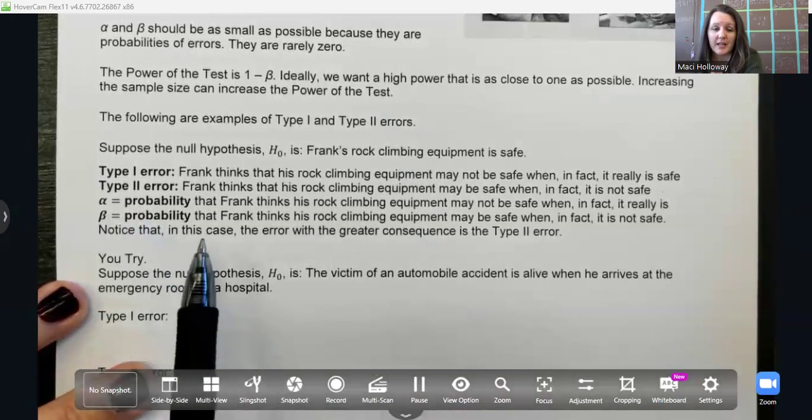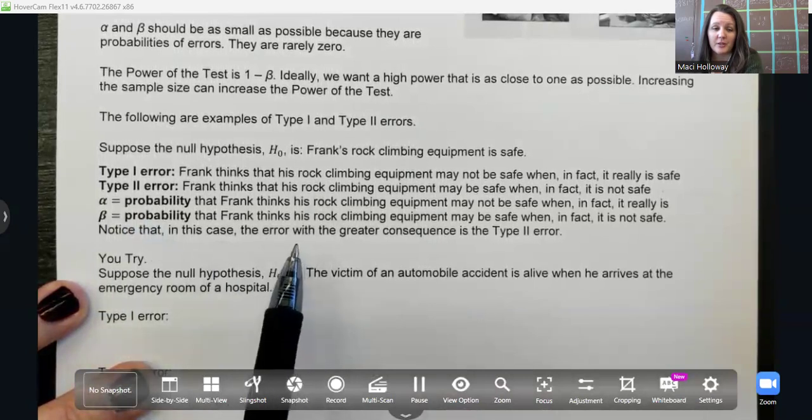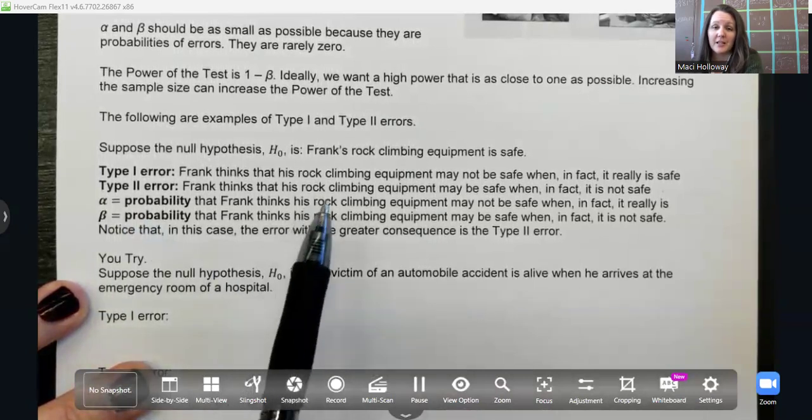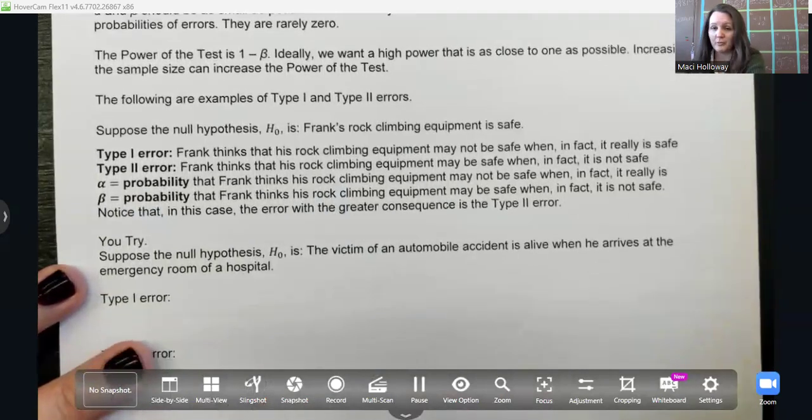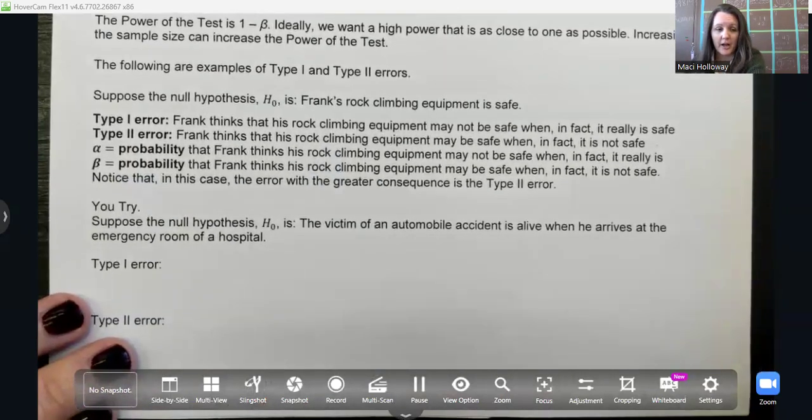So notice in this case that the error with the greater consequence is type 2 error, because if he thinks his rock climbing equipment is safe, but it is not, it could be fatal for him, right? So that's not good. We want to make sure that our testing is correct.